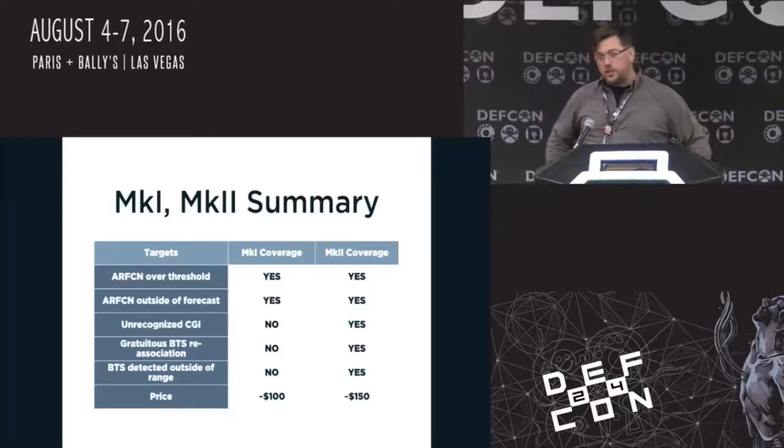ARFSON over threshold and outside of forecast, of course, because we were still using calibrate. Unrecognized cell global ID, we're able to pick that up. Gratuitous BTS reassociation, able to pick that up as well. BTS detected outside of range, you can do that as well. And the price was $150.